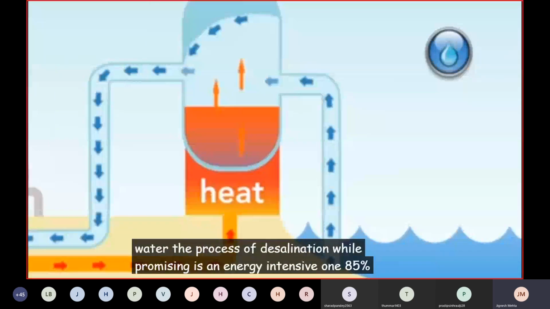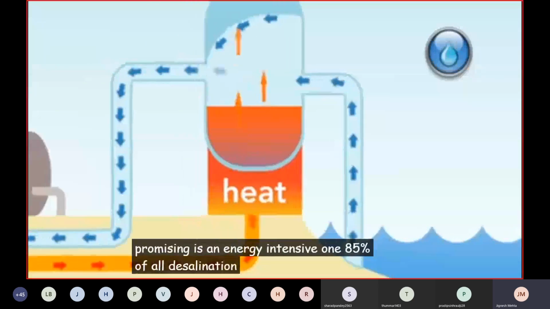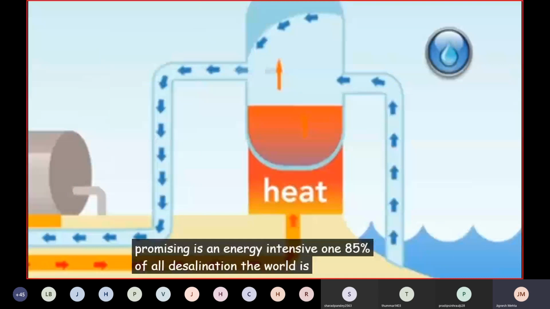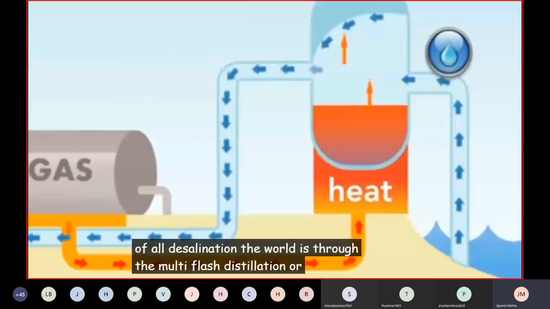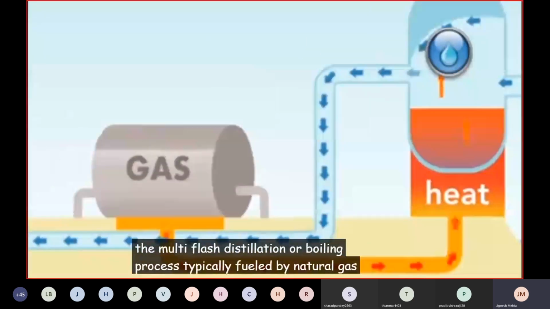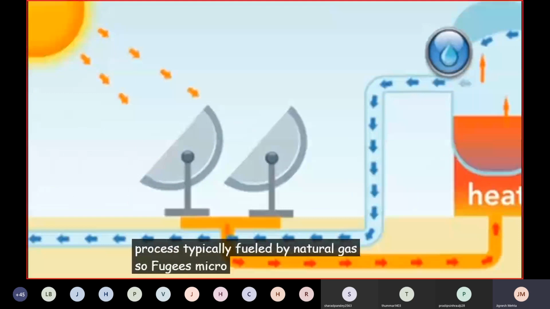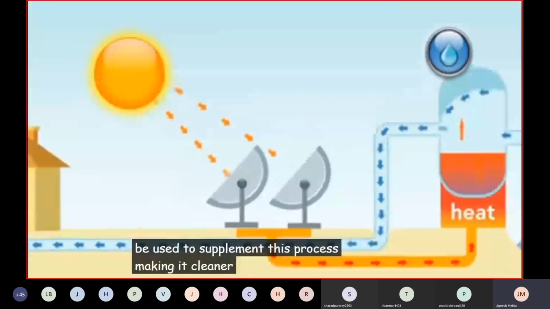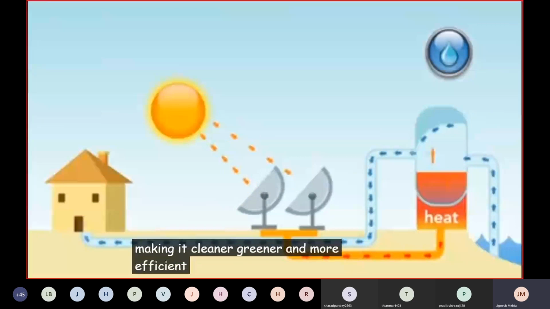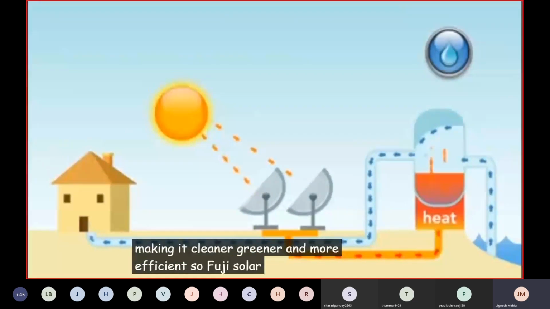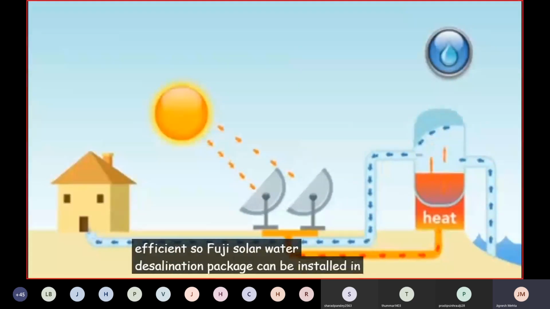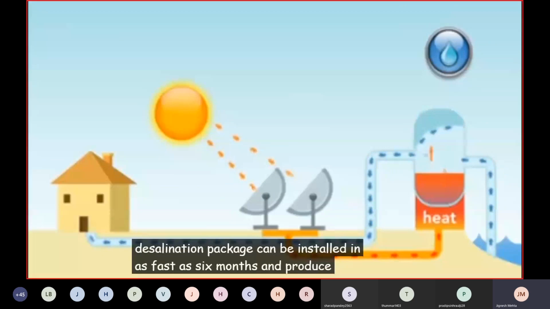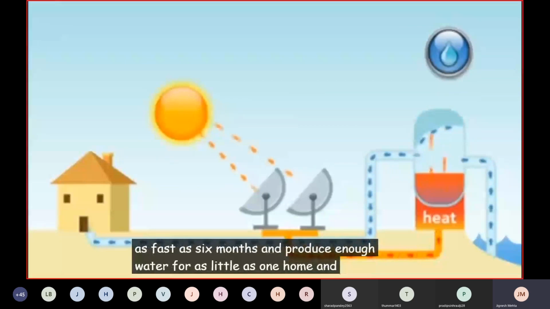85% of all desalination in the world is through the multi-flash distillation or boiling process, typically fueled by natural gas. Sopogy's micro CSP solar collectors can be used to supplement this process, making it cleaner, greener, and more efficient. Sopogy's solar water desalination package can be installed in as fast as 6 months and produce enough water for as little as 1 home and up to an entire community.